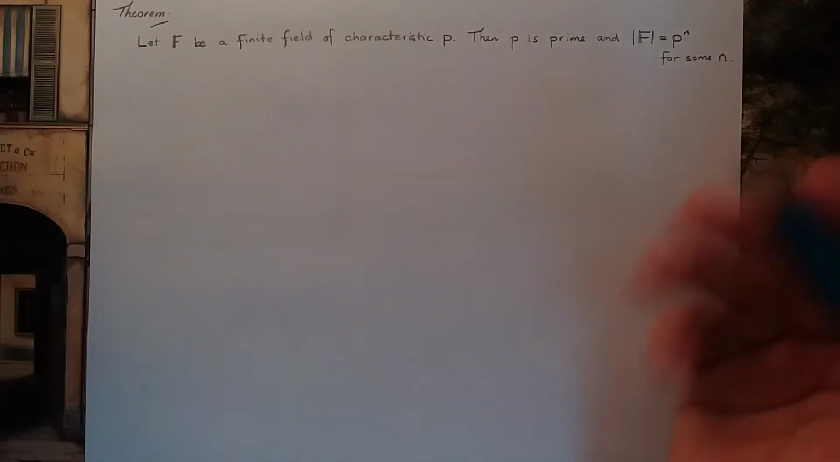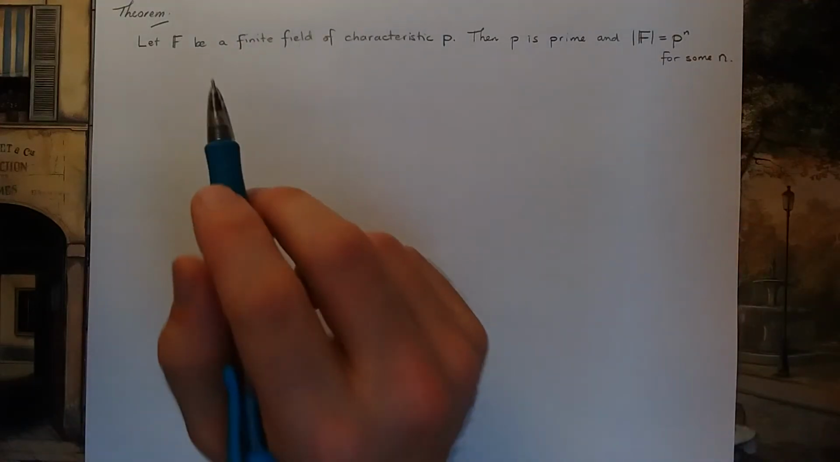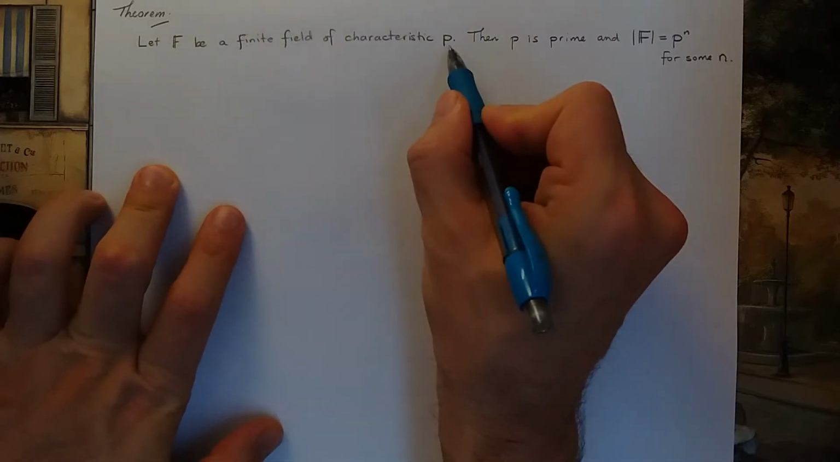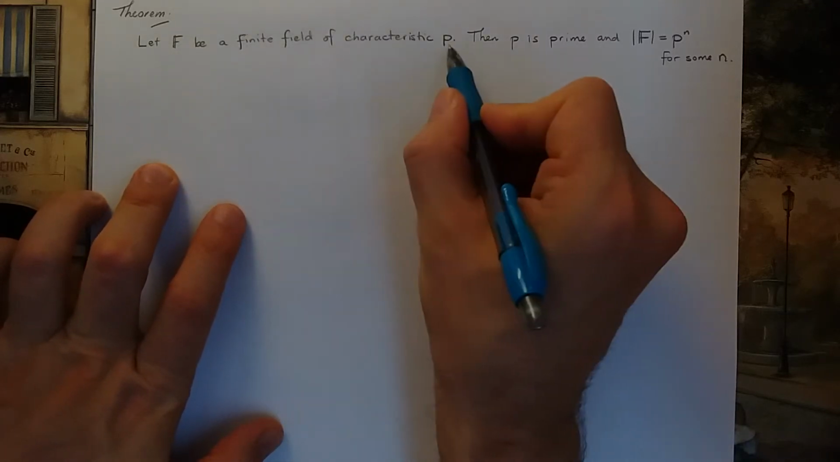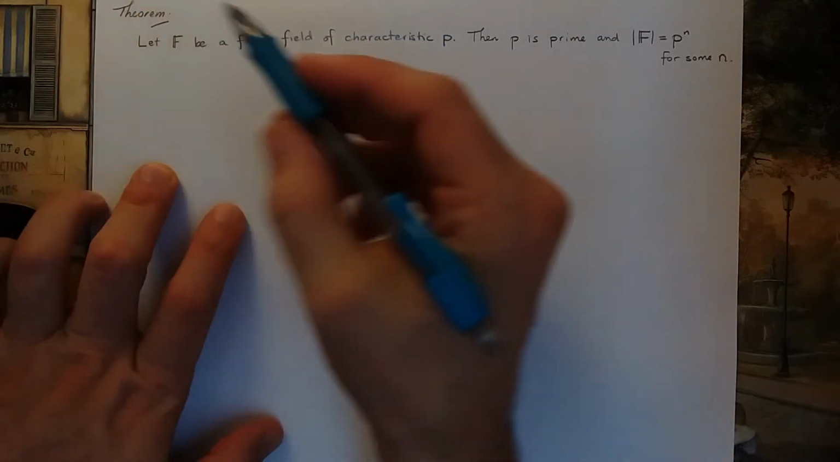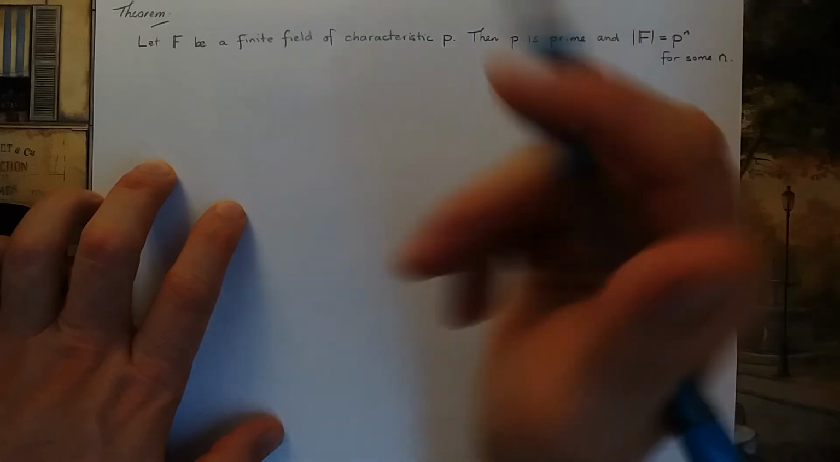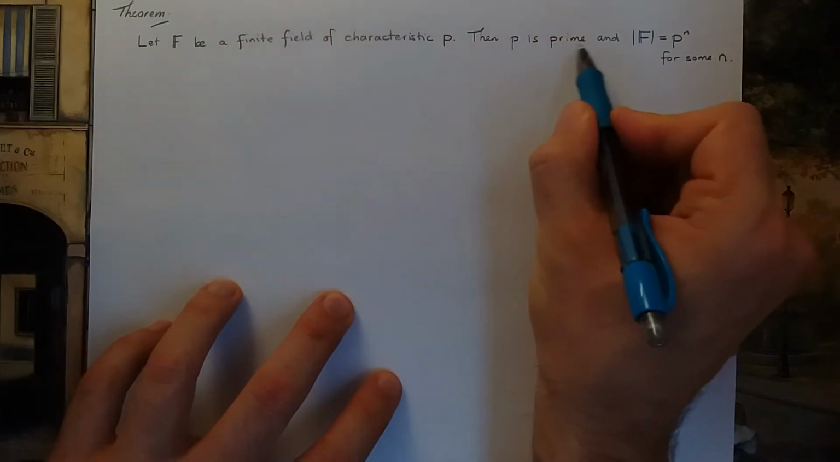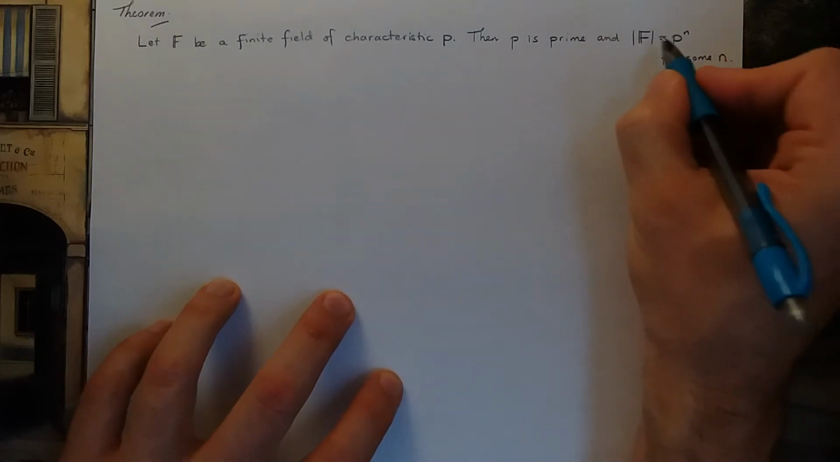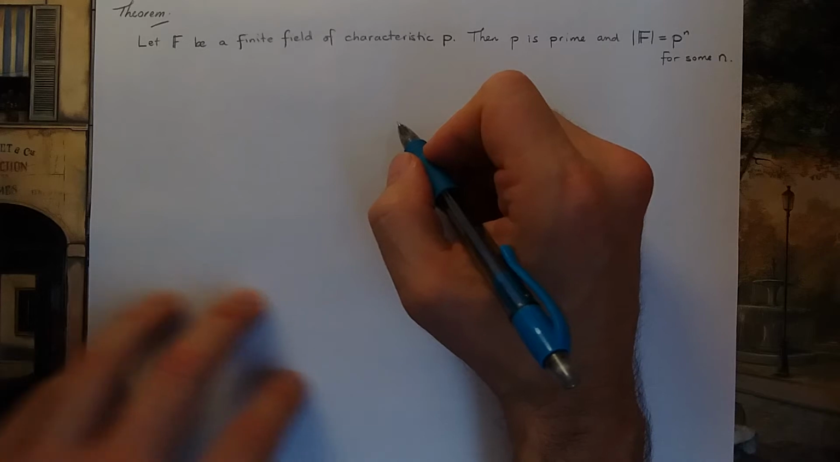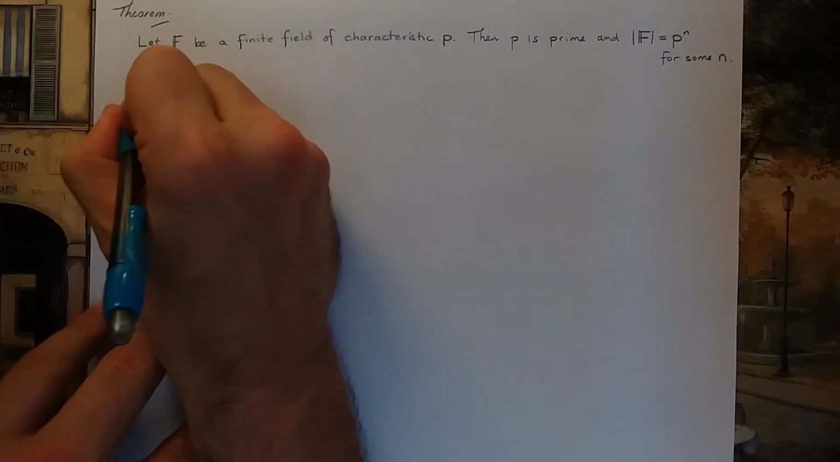So our last topic will be finite fields. Let's say we have a finite field F with characteristic p. The characteristic of a ring is the least number p such that adding 1 to itself p times gives 0. This characteristic for a finite field must be a prime number, and the size of the finite field is a power of that prime. So let's prove the theorem.